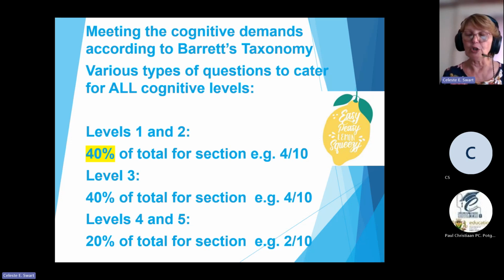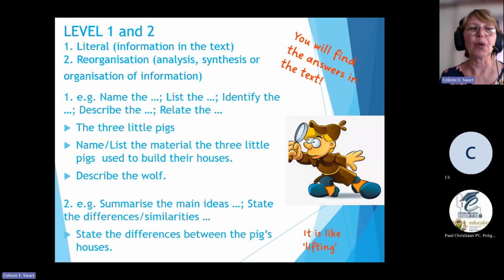And let's have a look at how these are. But I want you to remember something, that your quiz at the end is going to be based on the slides. So let's look what this is telling us. When we look at level 1 and 2 questions, level 1's literal. It's the information in the text. That means with level 1 and 2, you will find the answers in the text. It's like lifting. You go and you look and you find there's the answer.